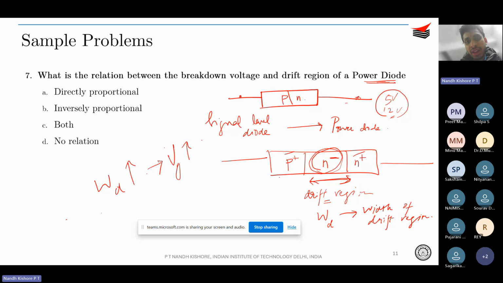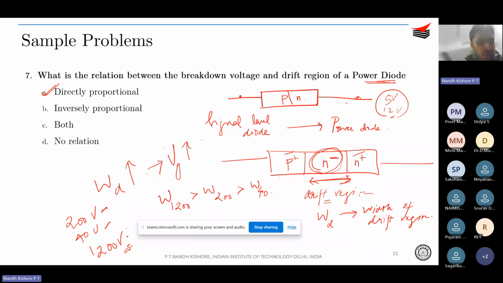You can understand that, let's say there are three diodes. One has a voltage blocking capability of 200 volts, another 40 volts, and the other 1200 volts. The width of the drift region in the 1200 volt device is going to be much larger than in the 200 volt and 40 volt devices. 1200 more than 200 more than 40. So the relationship between breakdown voltage and drift region is directly proportional. As the width of the drift region increases, the voltage blocking capability increases.